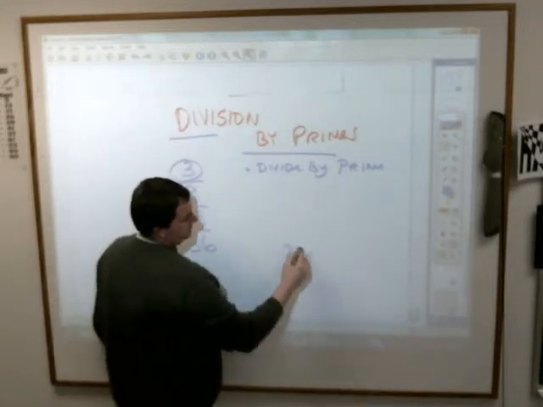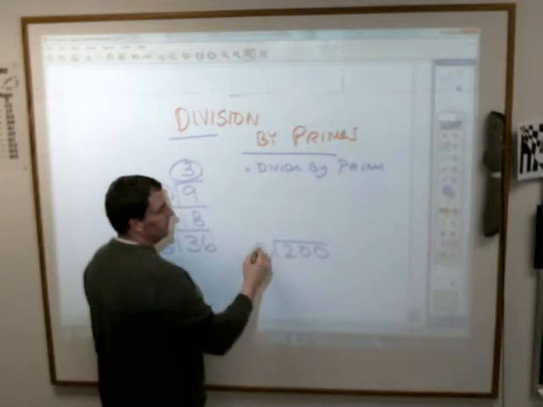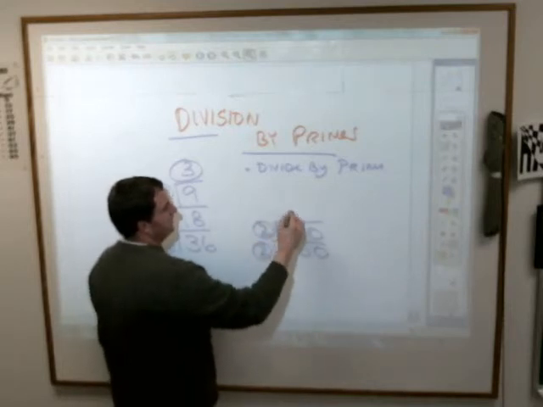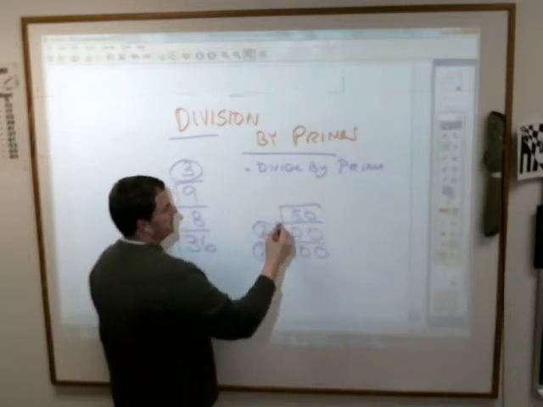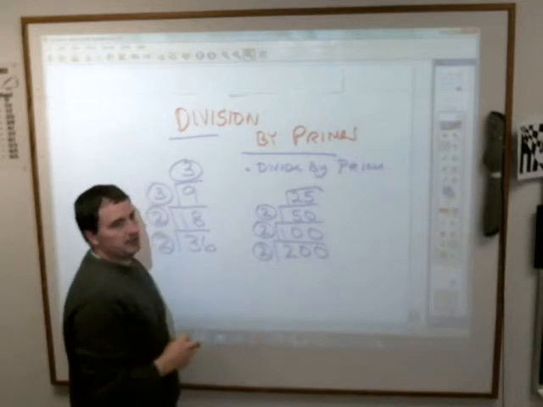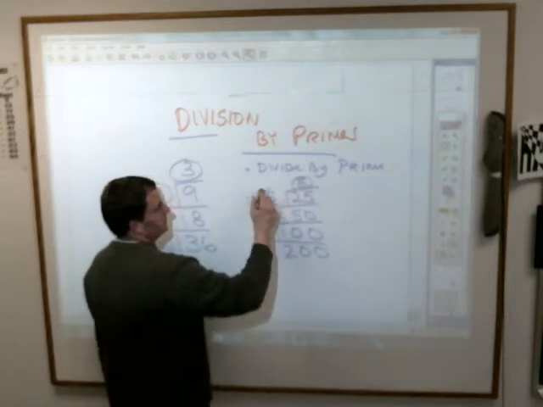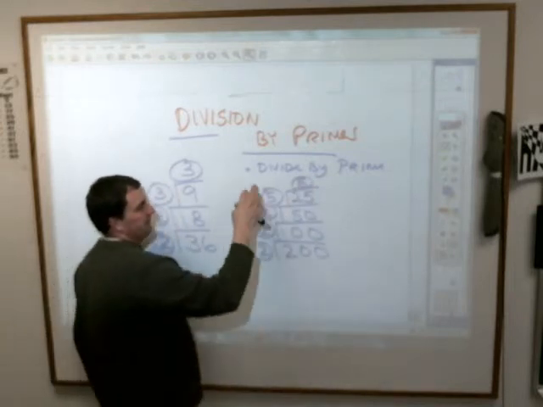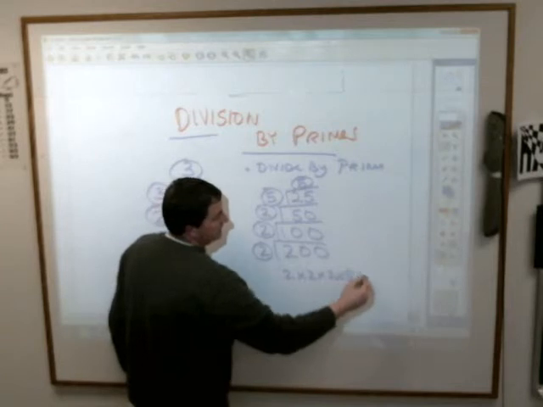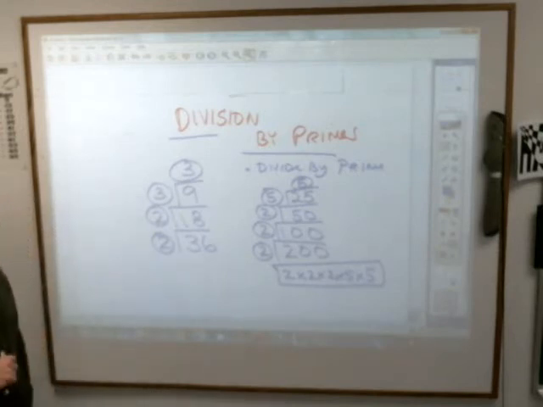Let's do 200. Division by primes, again, as long as it's even, I would cut it in half. Divide by 2, half of 200 is 100. Still even, so I cut it in half. Half of 100 is 50. I can still divide it by 2. Half of 50 is 25. I can't take 2 into 25, but I can take 5. And 25 divided by 5 is 5. So by division by primes, the answer I get is 2 times 2 times 2 times 5 times 5. This is 200 written as a product of primes.